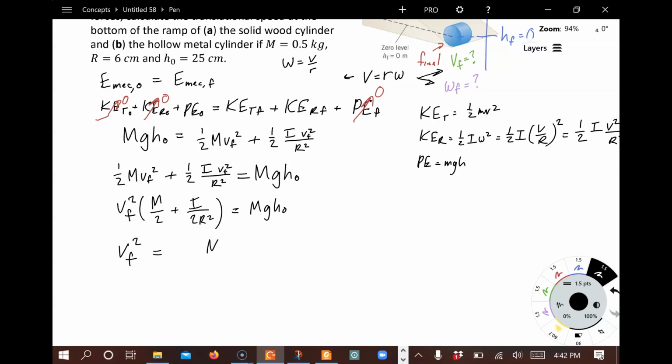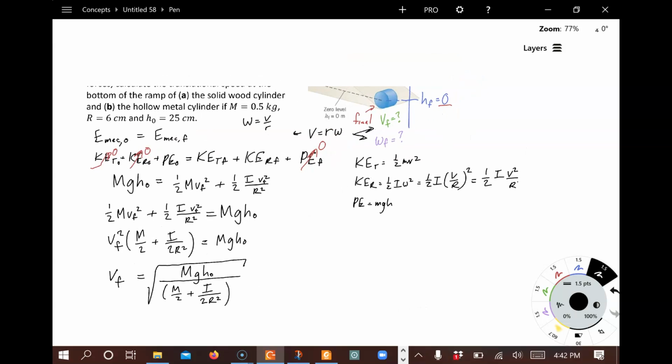So that's going to be an mg h0 all divided by m over 2 plus I over 2r squared, and then we'll take the square root of both sides. Remember that the speed is always positive. And there's our equation for the final speed.